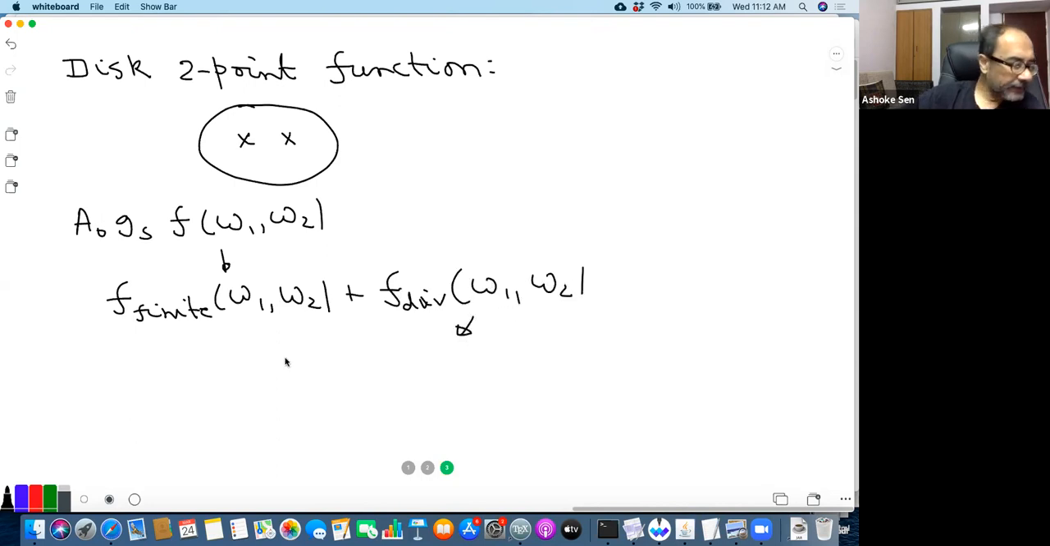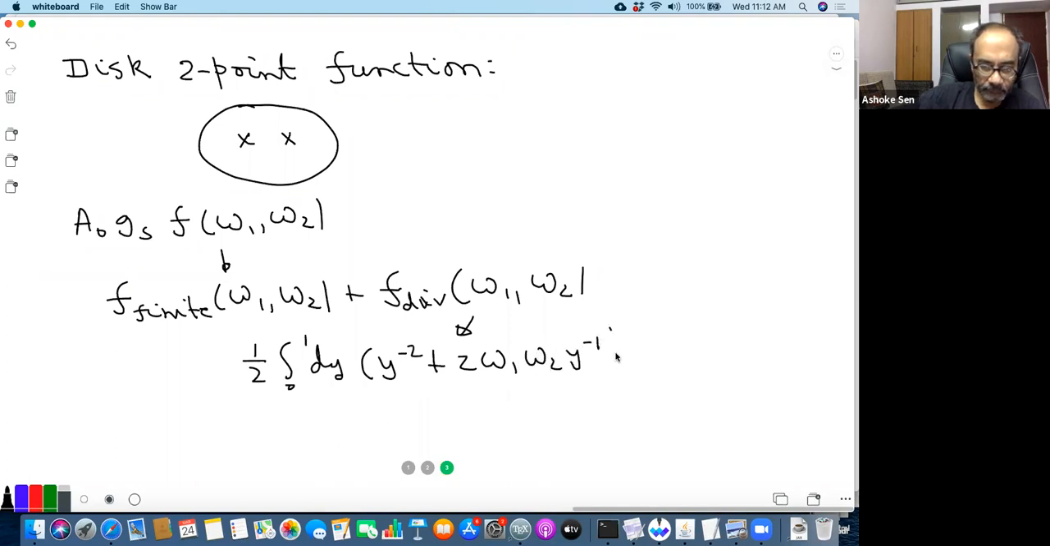So this was given by half integral 0 to 1 dy, and then y to the minus 2 plus 2. And because it's a divergent integral, we wrote it as AF plus BF omega 1 omega 2. And our goal is to calculate this AF and BF. So you need to calculate this by making sense of this divergent integral.